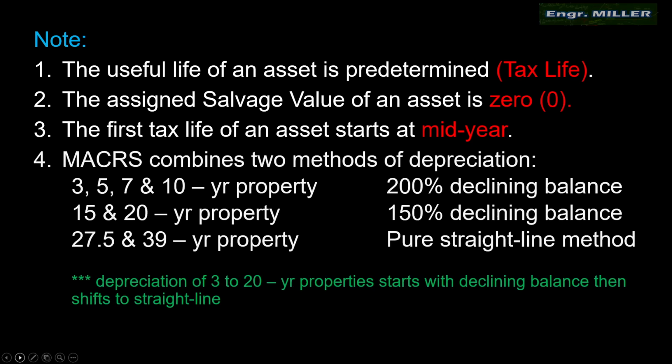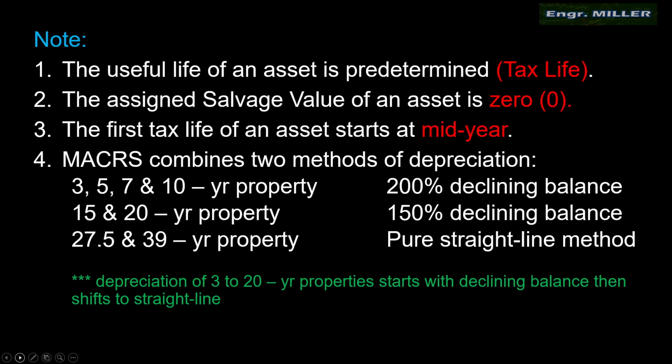Number 4. This method of depreciation combines two methods of depreciation. It combines declining balance and straight line method. It actually starts with declining balance and then it shifts to straight line method.